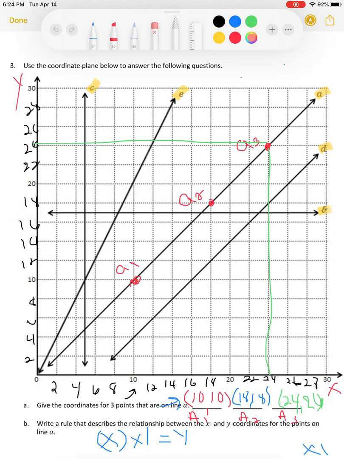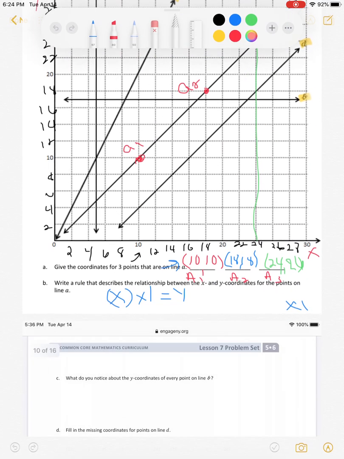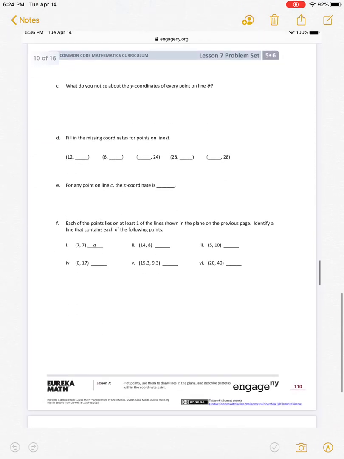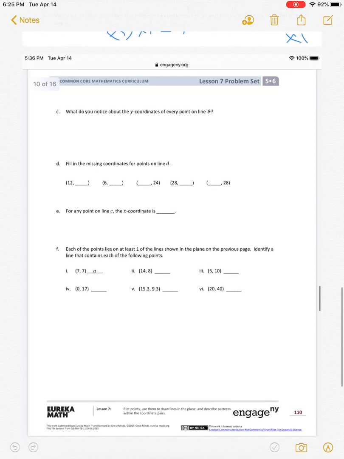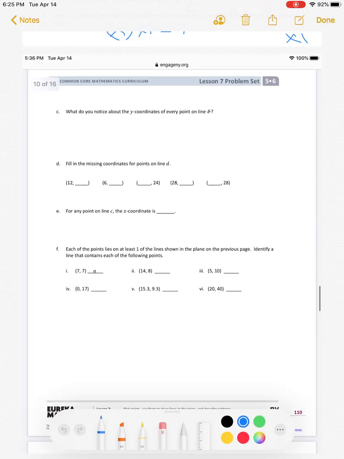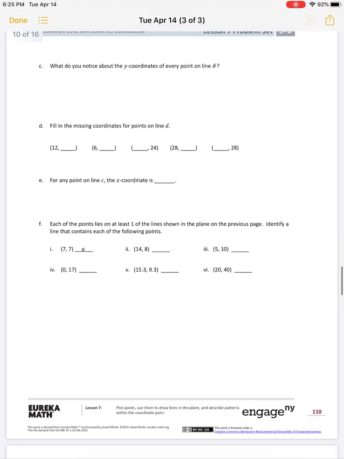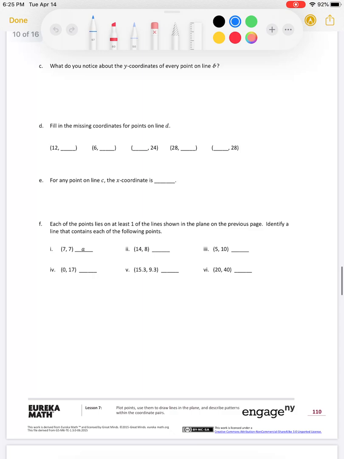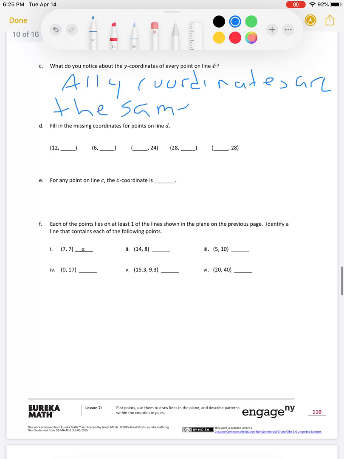So let's go back and fill in our answer. Here we go. What do you notice about the y coordinates on line B? Well, let me write: all y coordinates are the same value, 17. Okay, good job for us.